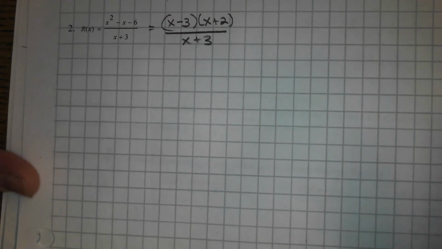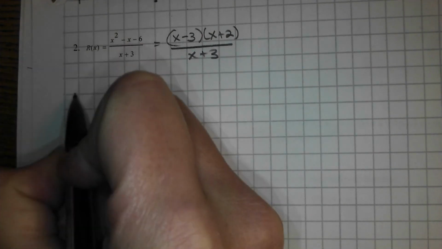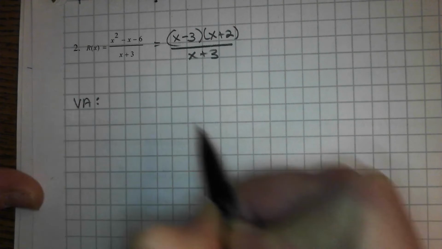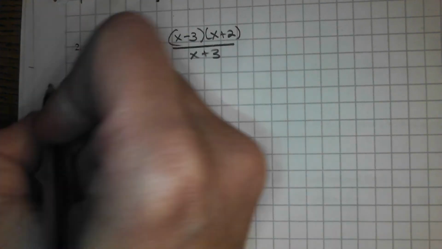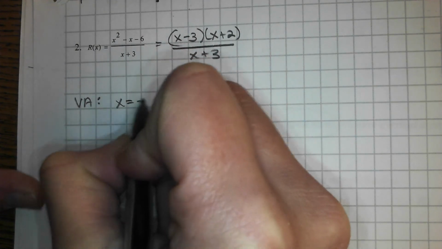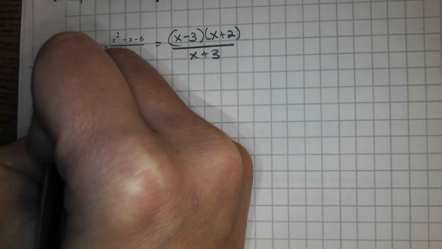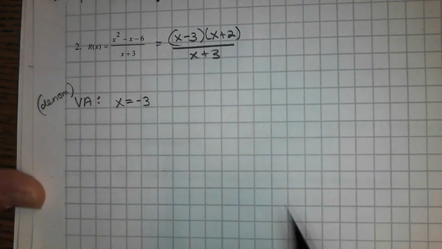String doesn't make anything cancel, so you have no holes here. We're x minus 3, x plus 2 over x plus 3. And then I'm just going to start going through my features. So my vertical asymptote is where? X equals negative 3. If you guys need a shortcut reminder, that comes from the denominator.